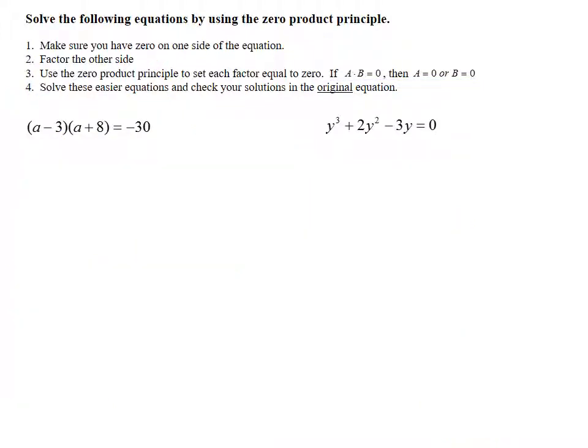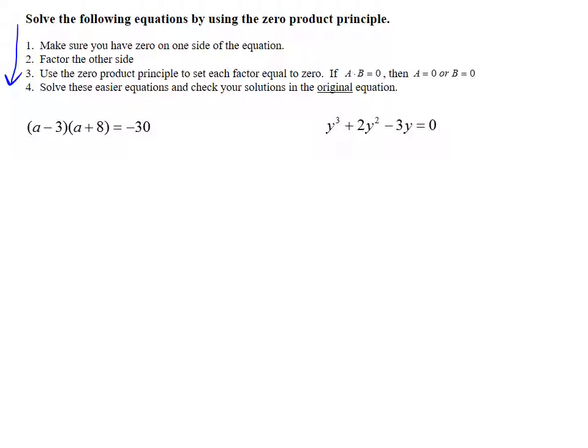Here are two more equations for us to solve. We're going to again use these 4 rules. So let's first get 0 on one side, then factor the other side. Looking at our first example, we have the quantity a minus 3 times the other quantity a plus 8 to give us 30. So this is equal to negative 30.